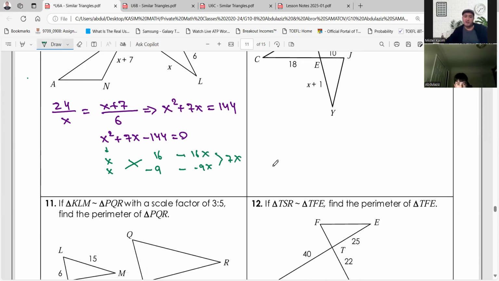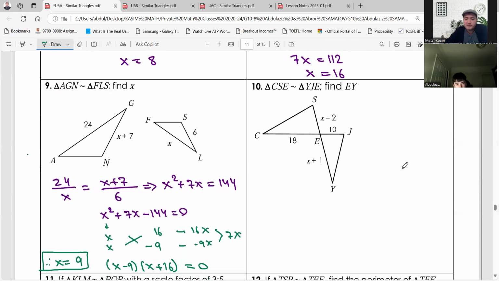Maybe one day I will teach you how to solve quadratic equations. So I can factorize it as x minus 9 and x plus 16, that's equal to 0. X is a length, that's why it cannot be equal to negative 16. So the answer should be x equals 9. Okay? Yeah. Next. Now try 10, Abdulaziz.